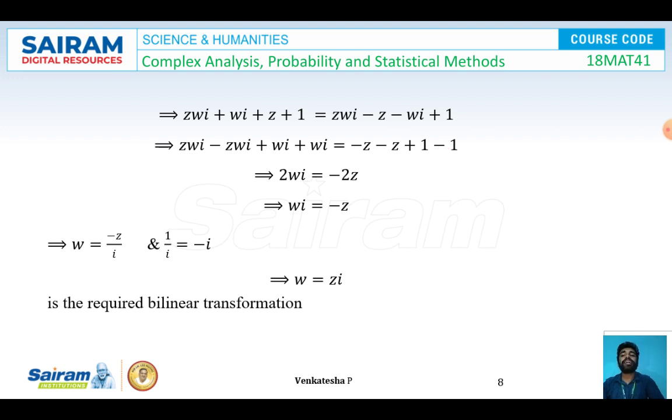So I got the equation zwi minus zwi plus wi is equal to minus z plus 1 minus 1. So we can cancel this zwi and this 1. Adding these two, I got 2wi, adding these two I got minus 2z. So 2 gets cancelled, I got wi is equal to minus z. Now shifting this i to RHS, I got w is equal to minus z by i, and we know that 1 by i is nothing but minus i. So I'm going to replace this with minus i here. So it will become w is equal to zi, the required bilinear transformation.